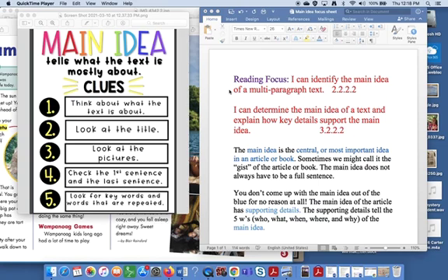So, our reading focus for today is I can identify the main idea of a multi paragraph text, and also I can determine the main idea of a text and explain how key details support the main idea. So, right here, I wrote the main idea is the central or most important idea in an article or a book. Sometimes we might call it the gist of an article or book. The main idea does not always have to be a full sentence.